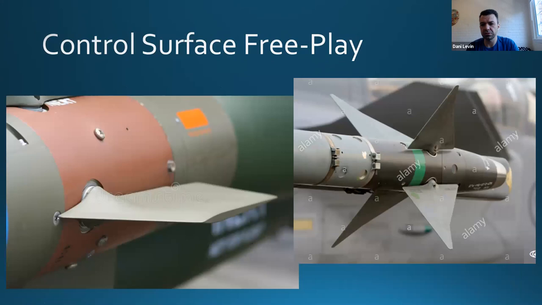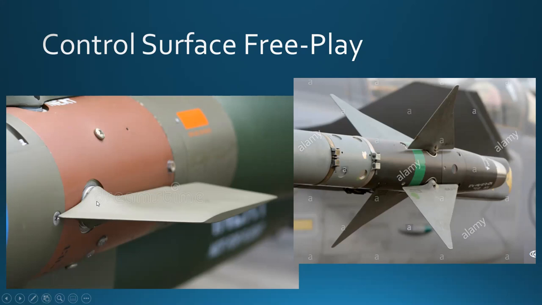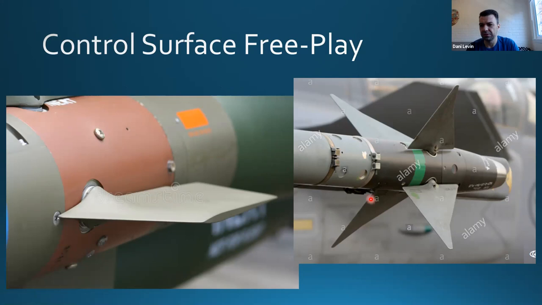Okay, let's go to something different. What I'm showing you is several mechanisms that can result in LCO. So what are these? Stabilizing surfaces. That's right. So these are control surfaces, and each of them is sitting on its own servo. You can see the axis here with the bolts.